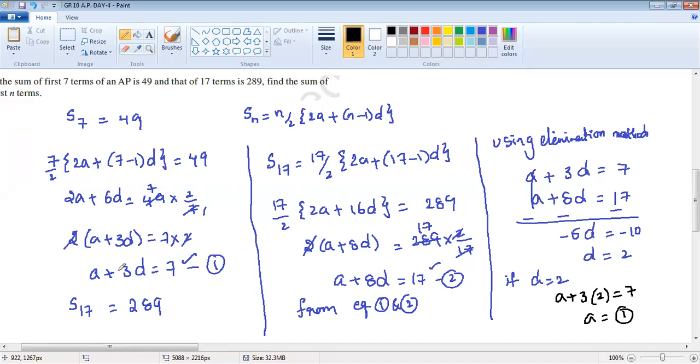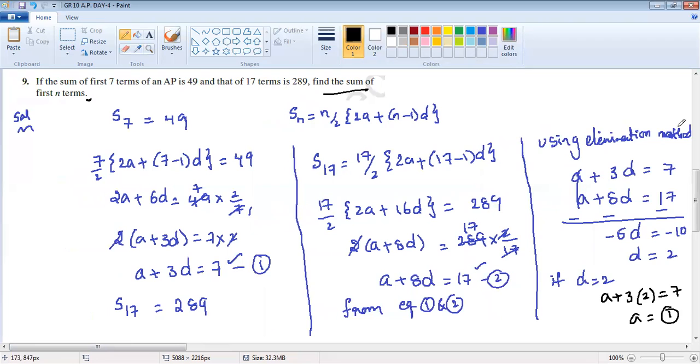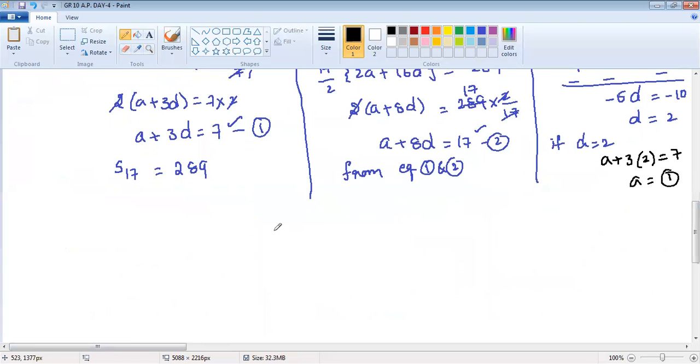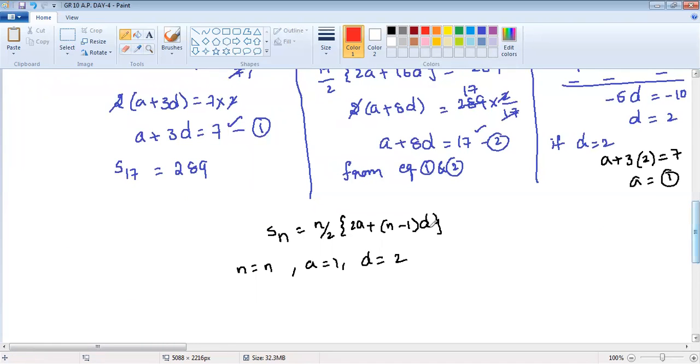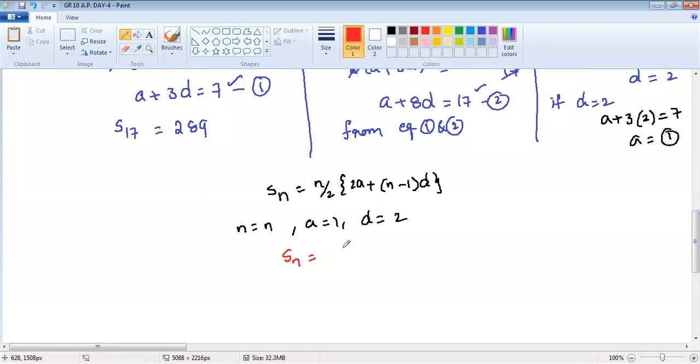Okay. Now the question they are asking is to find the sum of n terms. The formula we know is Sn is equal to n by 2 into 2a plus n minus 1 into d, where n value is n only, a value is 1 and d value is 2. Please substitute all these values. So Sn is equal to n by 2 into 2 into a, for 1, plus n minus 1 into 2.